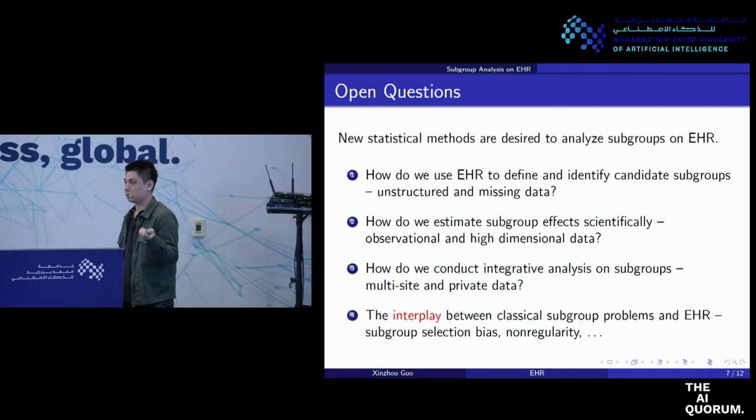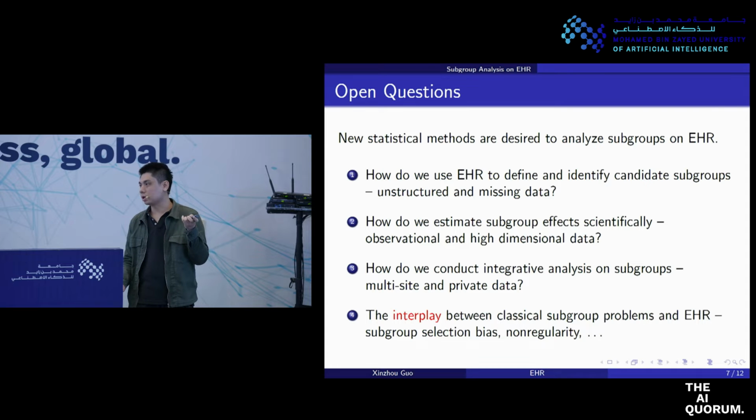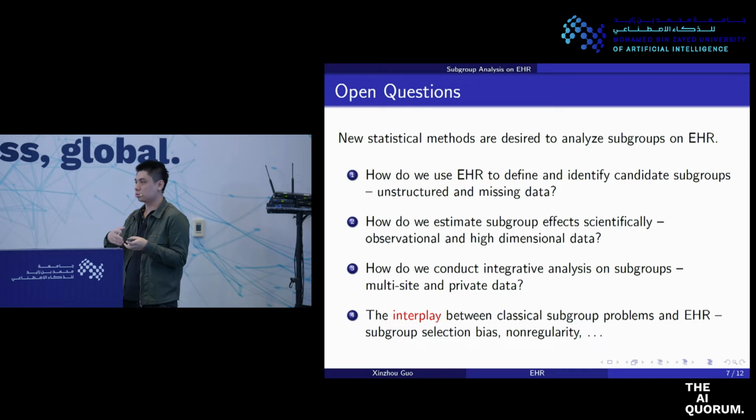For example, it might be the physician's notes. And also, it might have many missing data problems. For example, some of the patients don't have enough information. So how do you group those subjects? That would be an open question.